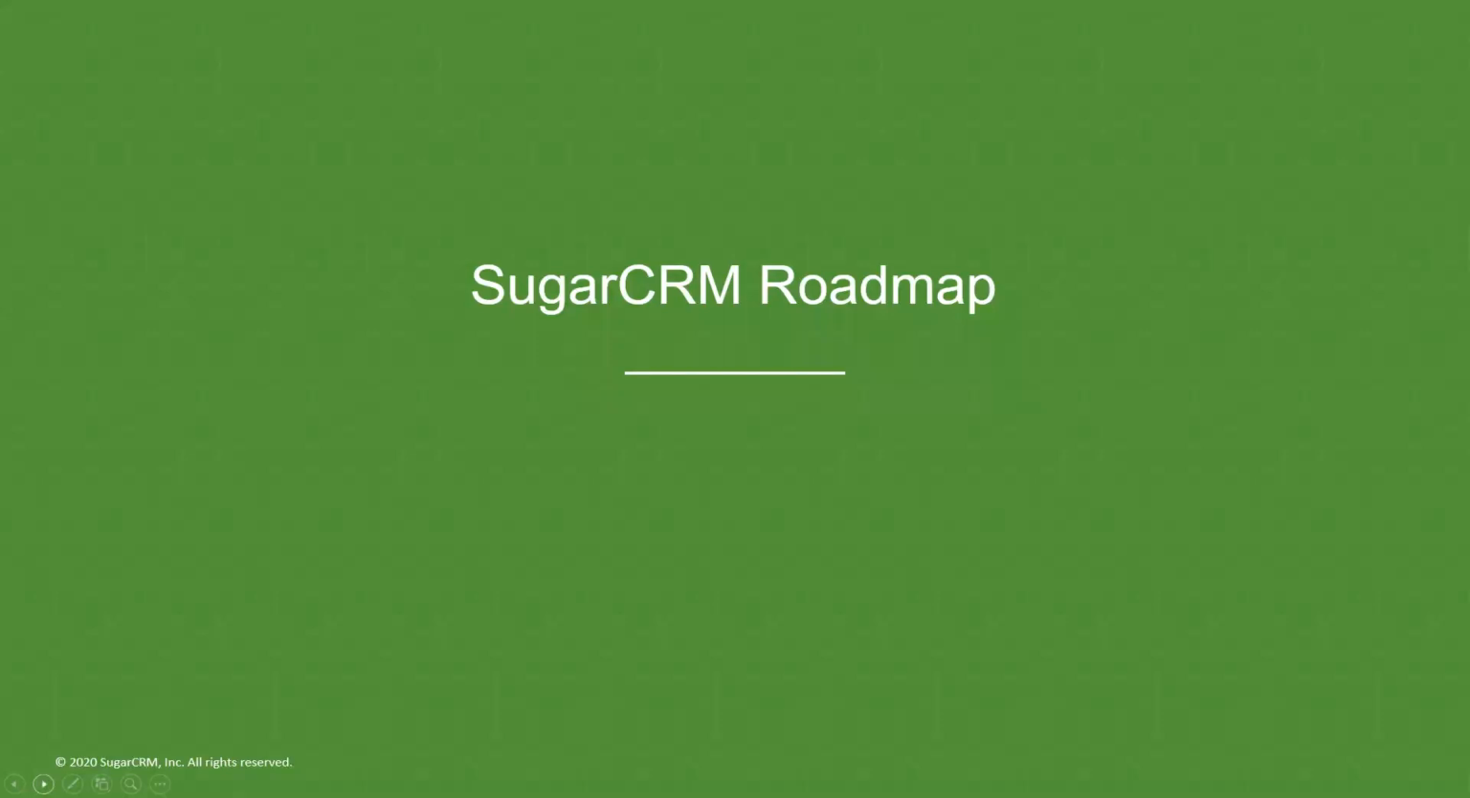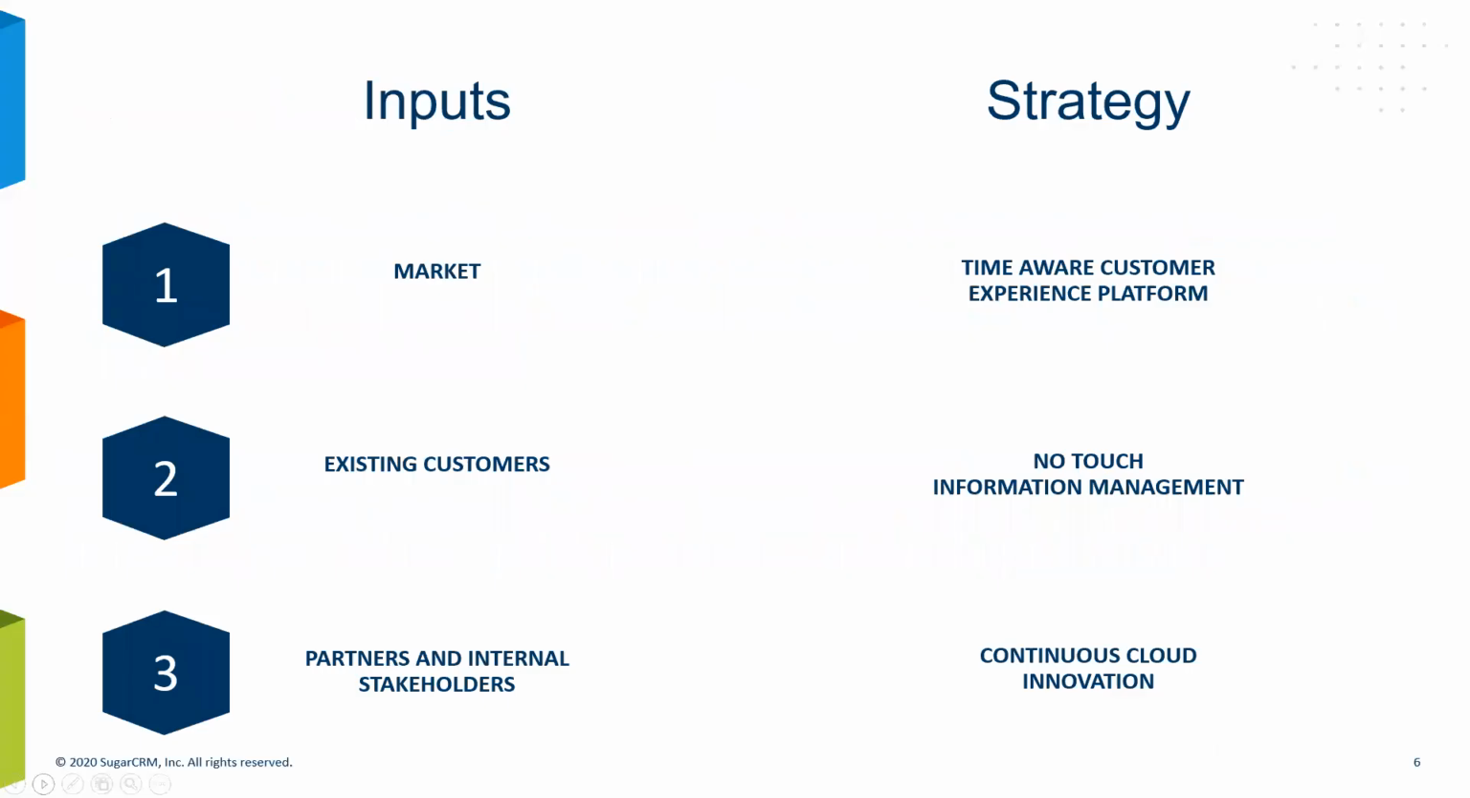So let's walk through the roadmap. First thing I want to lead with is a little bit of information about how we do roadmap at Sugar. So we take inputs from all kinds of different sources in the marketplace, from different technical publications, from analysts, from subject matter experts. We also take input from, of course, existing customers who have, not surprisingly, very strong ideas about where the product should go. And we take input from our partners, as well as internal stakeholders or our own internal subject matter experts.